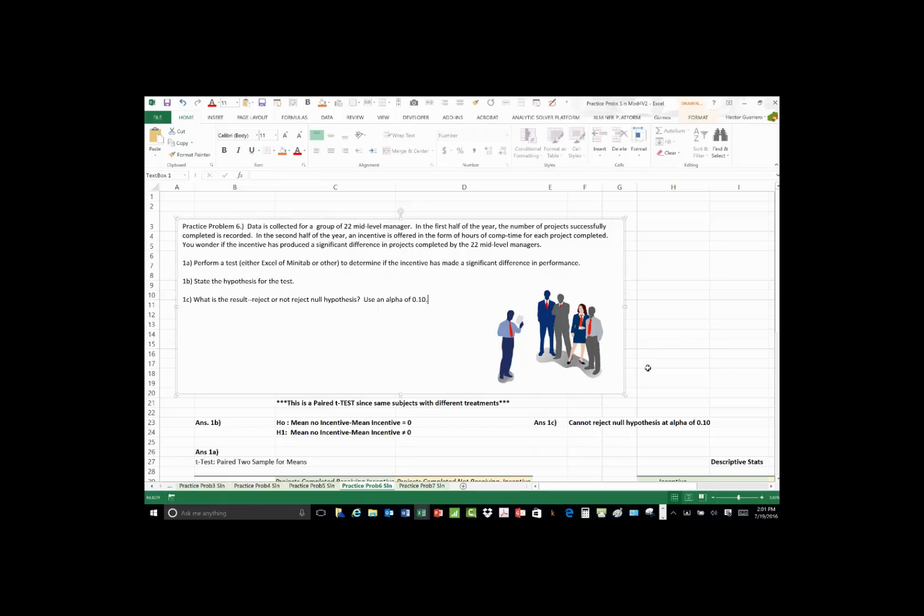Problem 6 is a hypothesis test, but it's a very special kind of hypothesis test. It's going to be something we call a paired t-test. Before we've been looking at t-tests with two variables. In this case, the variables are related to one another. They are the same subjects.